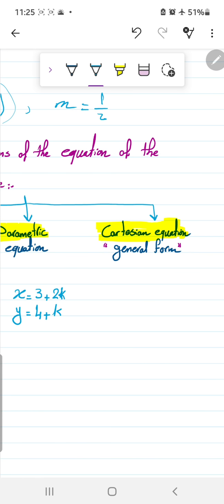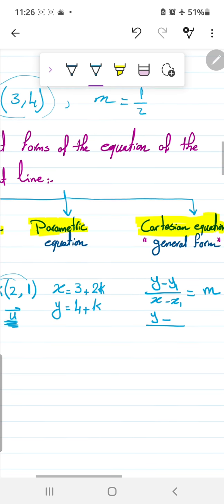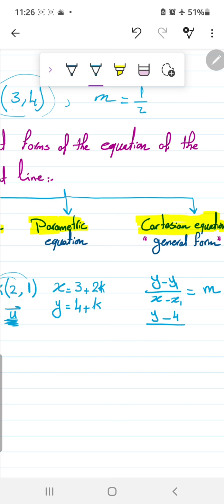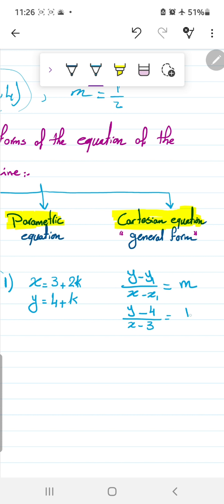The Cartesian equation or general form, we have a rule: y minus y1 over x minus x1 equals m, the slope. And substituting, y as it is minus y1, here it will be 4, because the point is 3 and 4, over x minus 3 equals the slope, half. Make cross multiplication. Here x minus 3 times 1 will be as it is, x minus 3 equals 2 times y minus 4. So 2 times y equals 2y. Negative 4 times 2 equals negative 8. The Cartesian equation will be a zero equation.